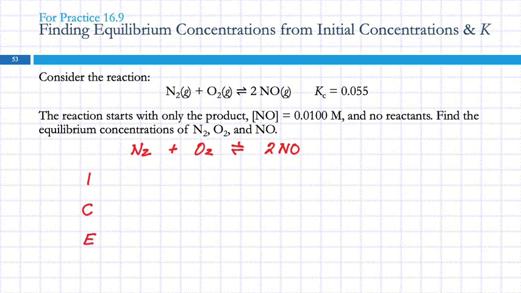So the initial concentration of NO is 0.0100 molar. There are no reactants. The concentration of those is 0.